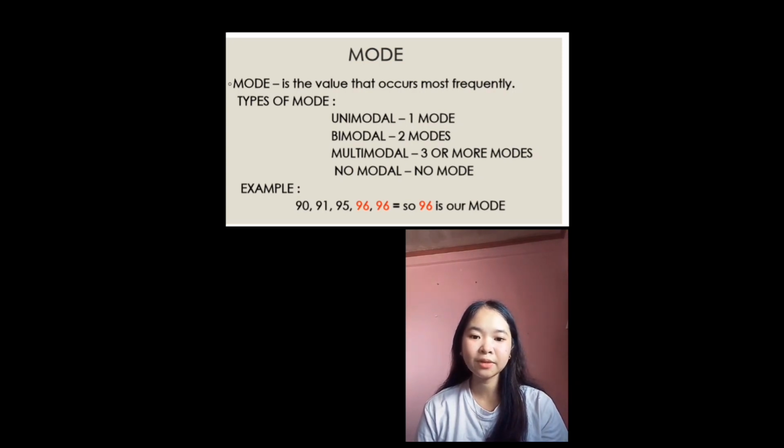So we have the example 90, 91, 95, 96, 96. From the given example, we conclude that 96 is the value that occurs most frequently. So 96 is our mode. It belongs to unimodal because we only have one mode.